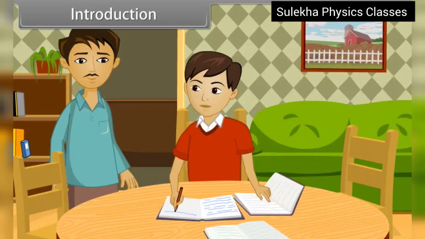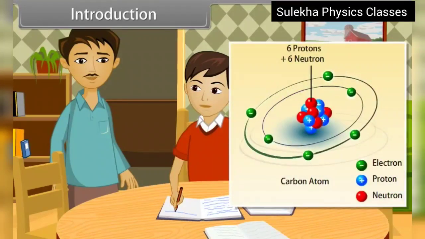Okay, Dad. What kind of materials are there in the atoms? Atoms consist of electrons, protons and neutrons, and a central core which is called the nucleus. It sounds interesting. Can you tell me more of it? Yes, Rohit. In this lesson, you will study the structure of atom.